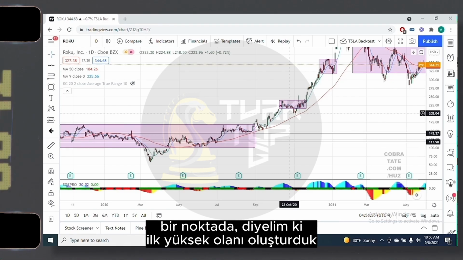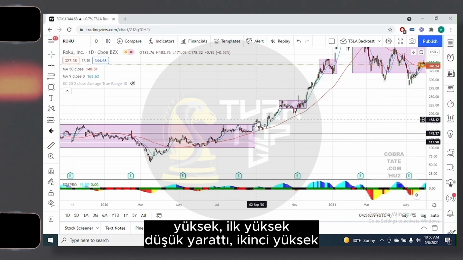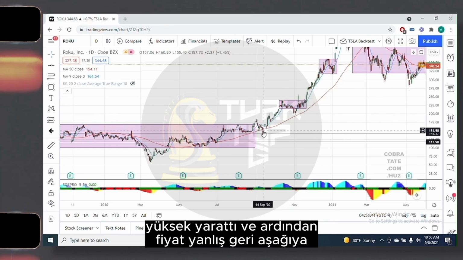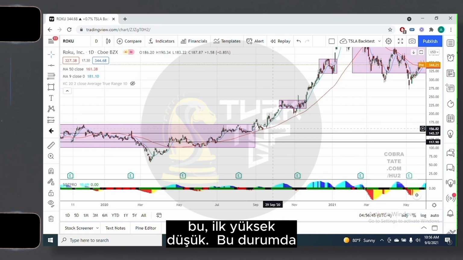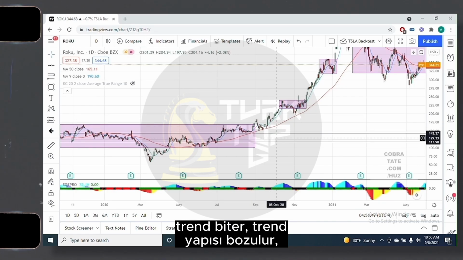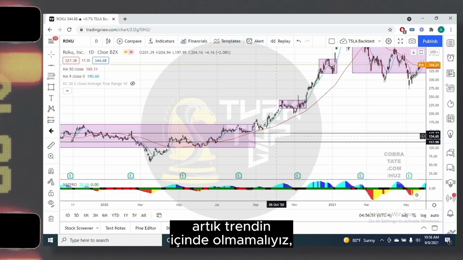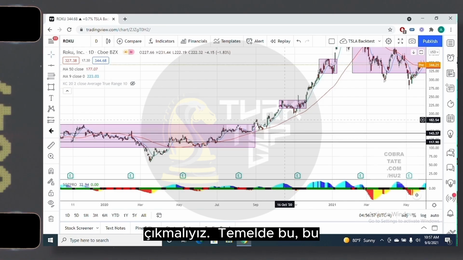If at any point, let's say we created the first higher high, created the first higher low, created the second higher high, and then the price just falls back below the first higher low, in that case, the trend is over. The trend structure is broken down. We should not be in the trend anymore. We should be out. That's basically it.